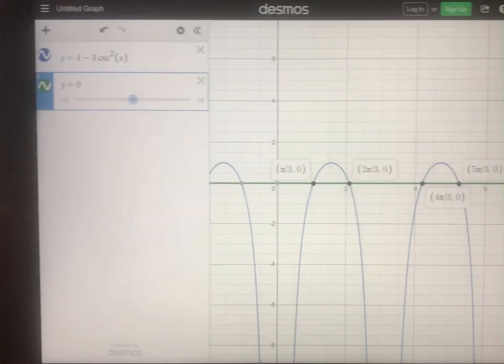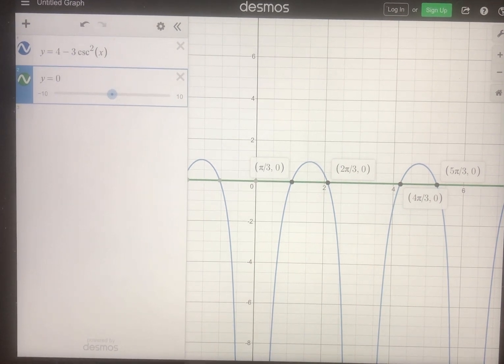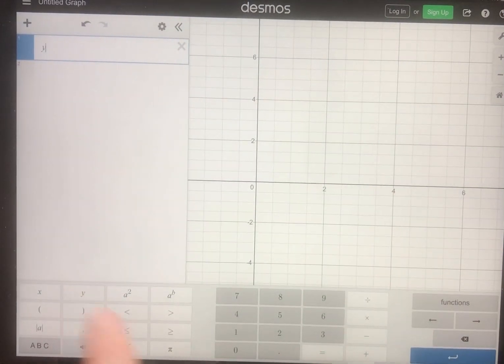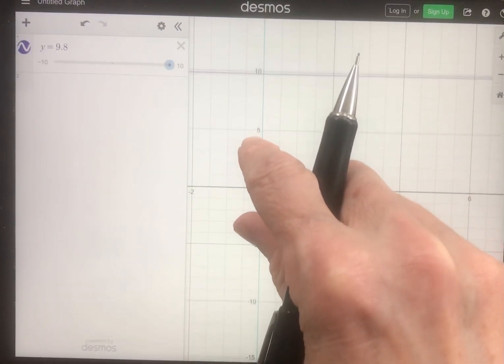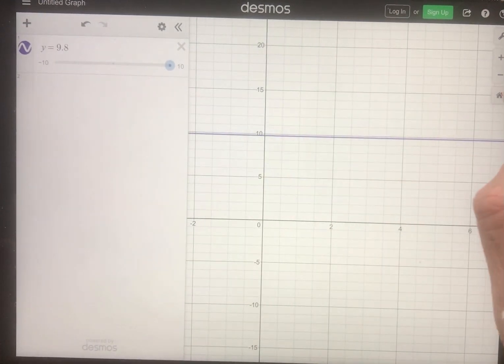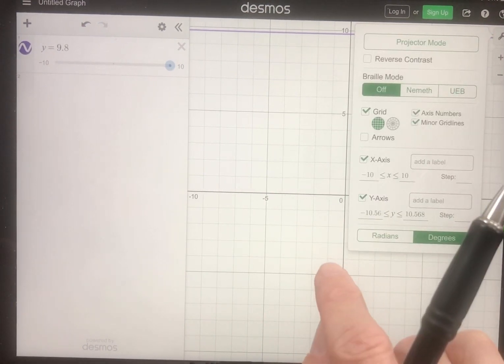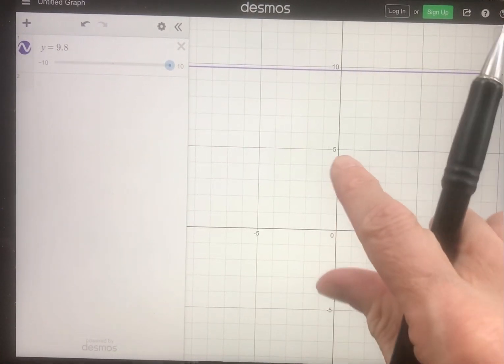All right, so let's go back into here. No math at all in this one. We're just going to make use of our graphing device, in this case Desmos. The left side was y is equal to 9.8, and that's a horizontal line just below 10. Oops, I forgot, I've got to be in degrees. Let's go to degrees. Almost forgot about that. So there's my line at y equals 9.8.